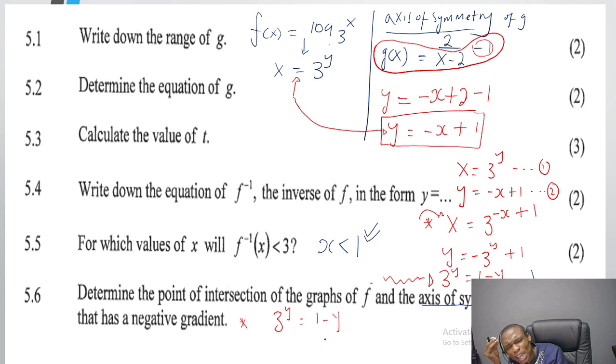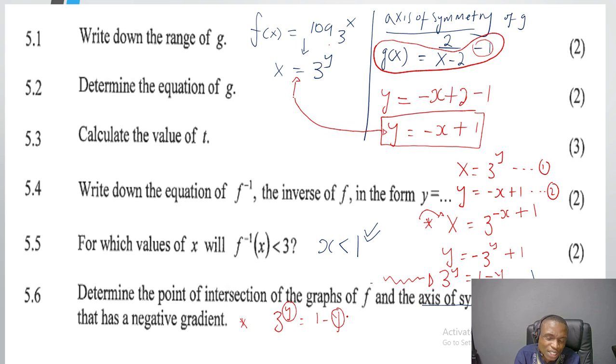y is the exponent there on 3, while here y is just not in an exponent form. So it's very tricky. How do you solve for y here? Which approach do you use? We want the value of y whereby the left-hand side will be equal to the right-hand side. And I see that y is 0.